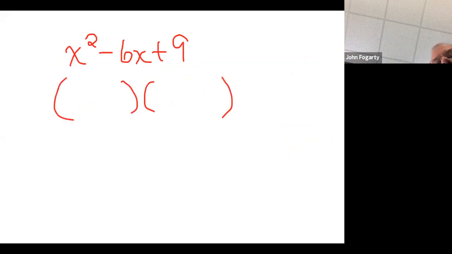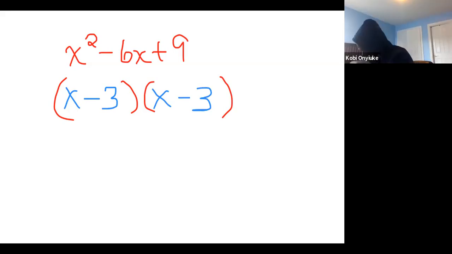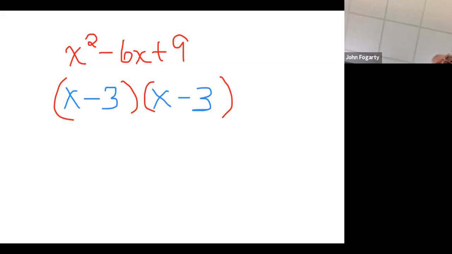So I give you something that looks like this: x squared minus 6x plus 9. Now that's a perfect square. We're going to go, what's the first term of each? X. Now, give me the factors of a positive 9 that add up to negative 6. Negative 3 and negative 3. That's called a perfect square trinomial. We'll get into that a little bit later. Now, those are really easy.